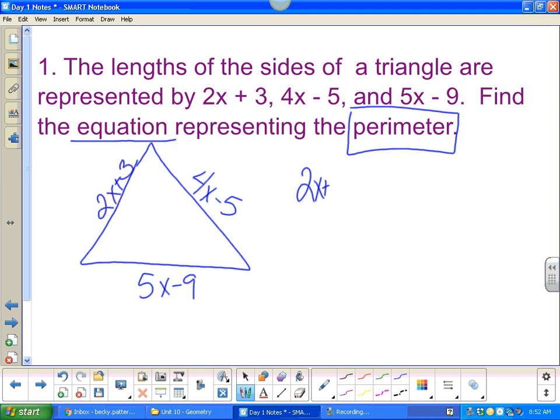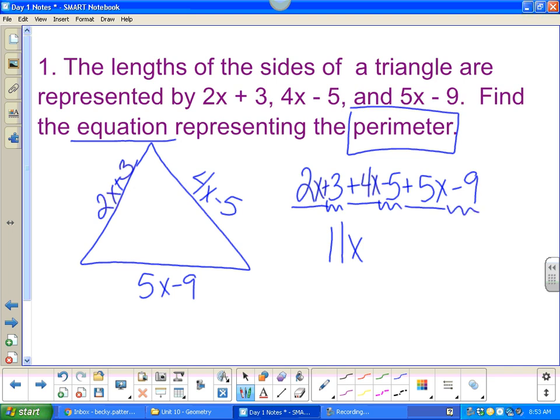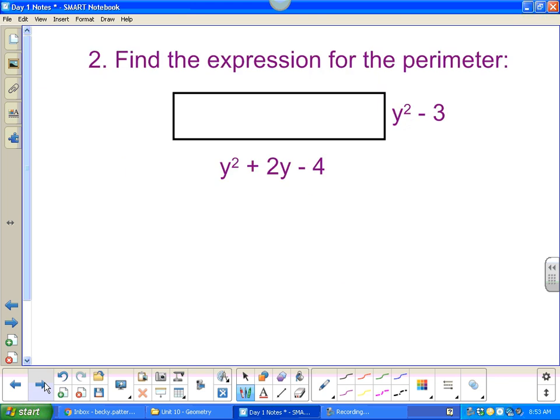So I have a 2x plus 3 plus a 4x minus 5 plus a 5x minus 9. I'm going to add my like terms together. 2x and 4x is 6x, and 6x and 5x is 11x. 3 and a negative 5 is a negative 2, and a negative 2 and a negative 9 is a negative 11. And that's it. That's all you have to do. Perimeter. Add all the sides together.